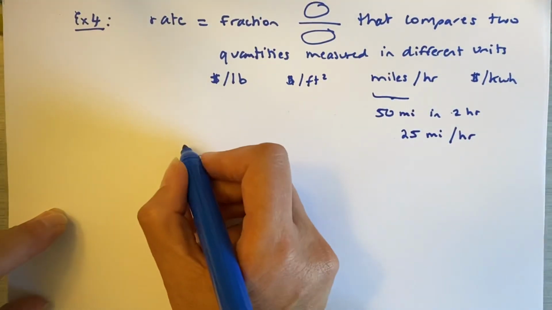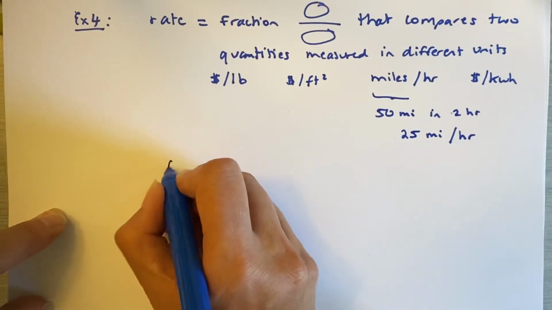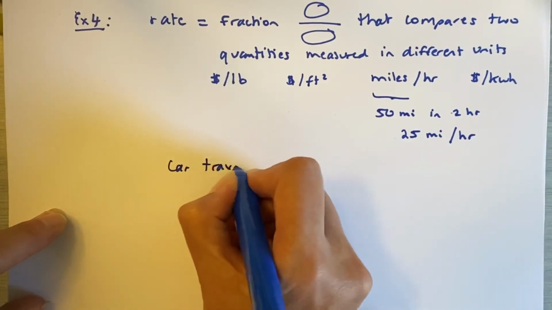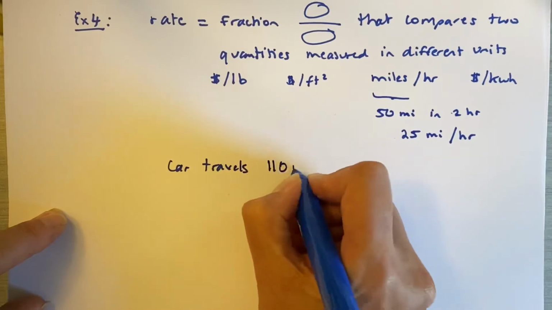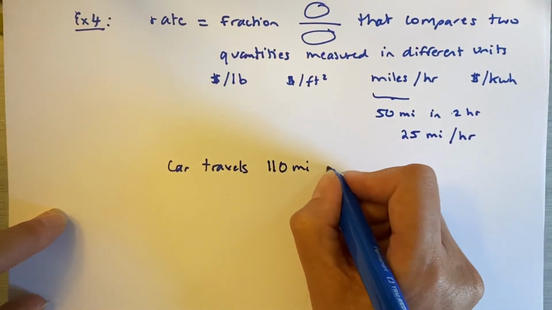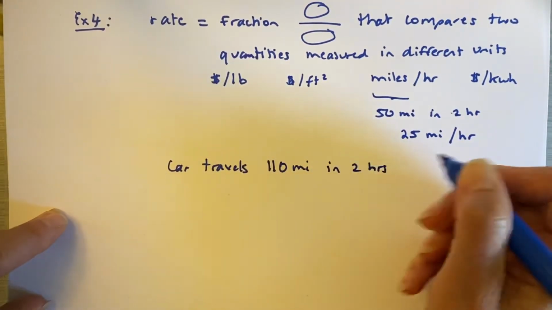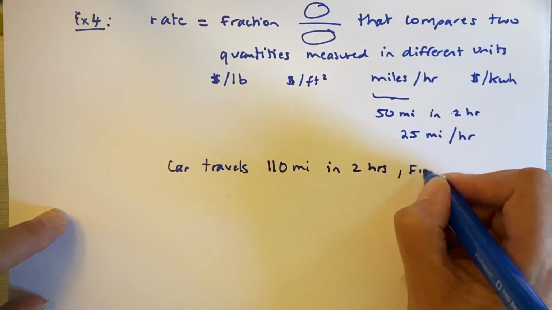So example 4 says if a car travels 110 miles in 2 hours, find the unit rate.